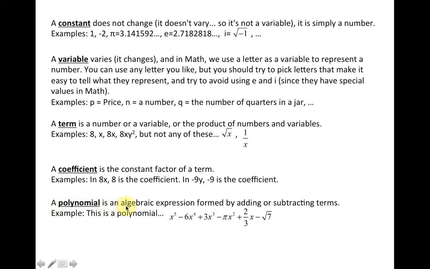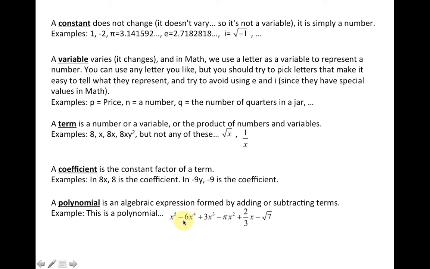Now a polynomial is an algebraic expression that's formed by adding or subtracting terms. Here's an example of a polynomial. We have x to the 5 minus 6x to the 4 plus 3x cubed minus pi x squared plus 2/3 x minus the square root of 7. Some interesting things to notice here. First of all, we have x to the 5, and you might be wondering what the coefficient here is. We didn't write any number before the x to the 5, but it is a single x to the 5, so it is a 1. In algebra, when the coefficient is 1, it's not necessary to write it.